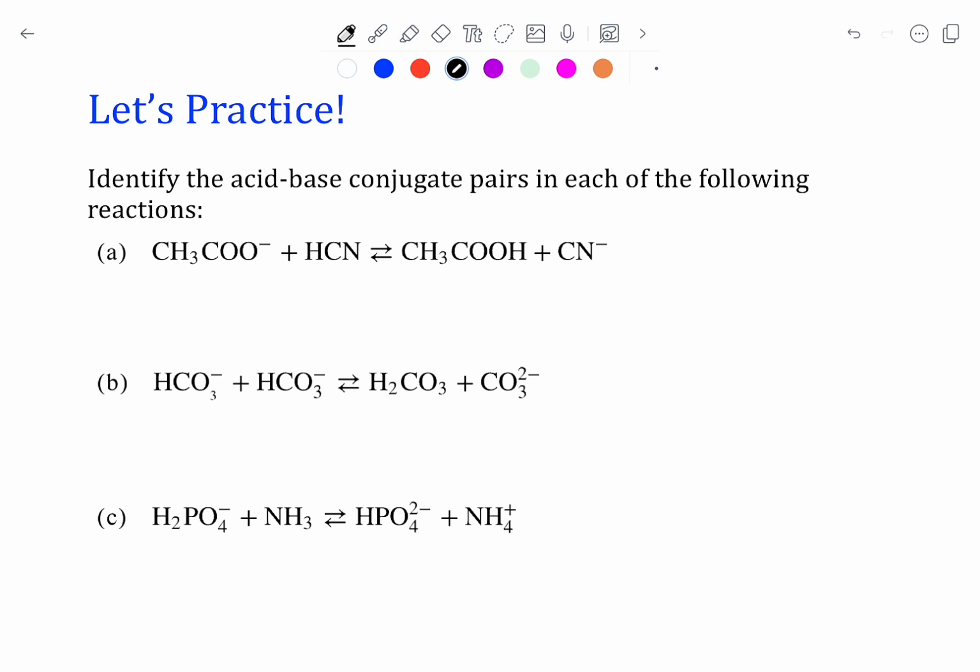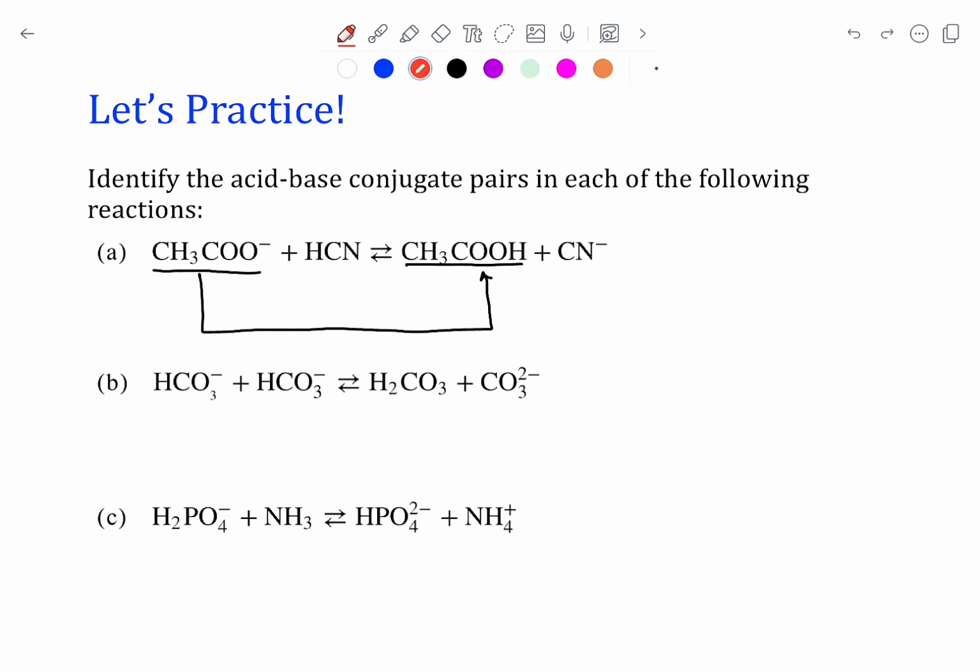In our last practice, we want to start identifying these acid-base conjugate pairs for each of the following reactions. So remember, as we said before, we're looking for what one reactant turned into in the product. Our first reactant is CH3COO-. Now this turned into CH3COOH. It didn't turn into CN-, there was no nitrogen in there to begin with, and since we're not adding or removing nitrogens when we're talking about acids and bases, it can't turn into CN-.